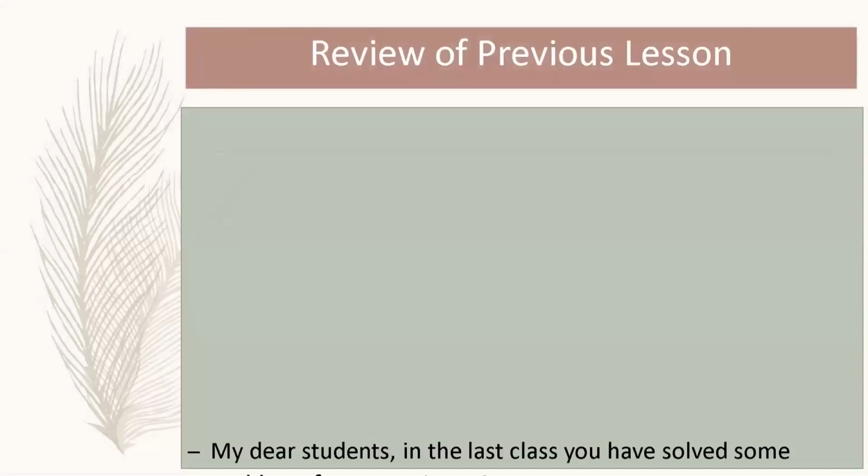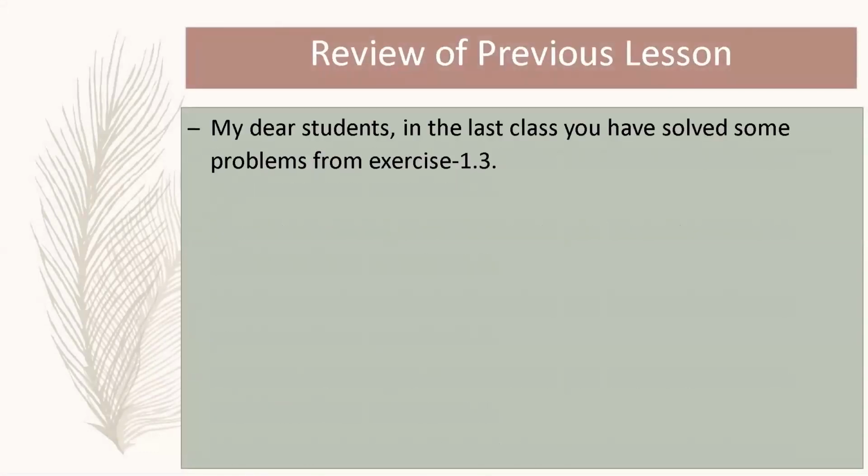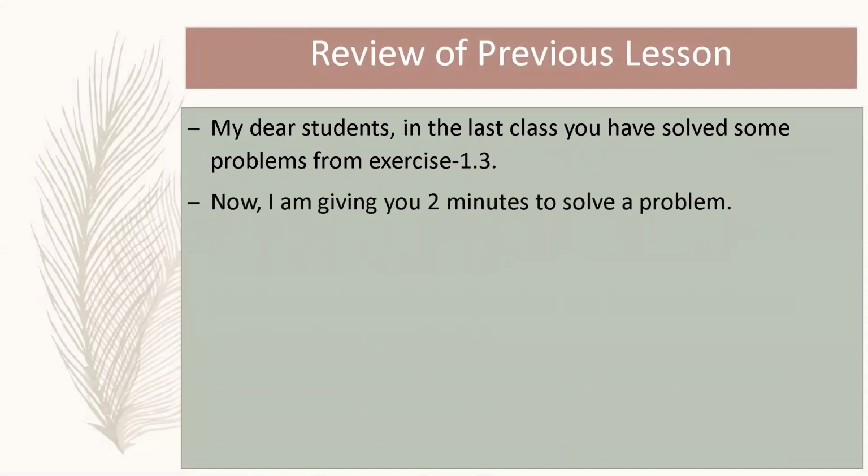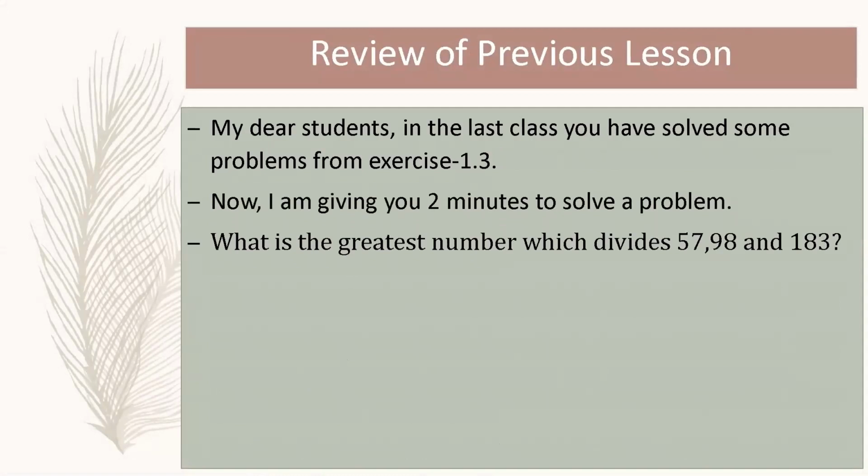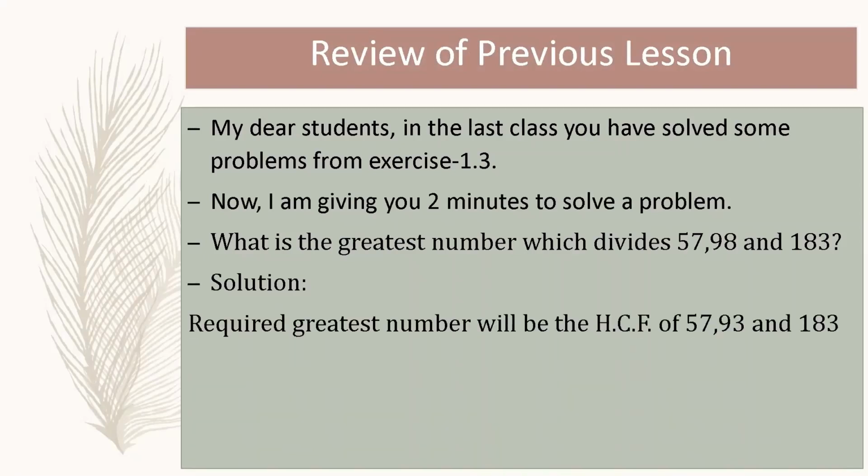So my dear students, at first, review of the previous lesson. In the last class, you solved some problems from the exercise. Now, I am giving you 2 minutes to solve a problem. The question is, what is the greatest number which divides 57, 93 and 183? Who can tell me? Yes, thank you so much. So let me show you how we can solve this. You can see the solution.